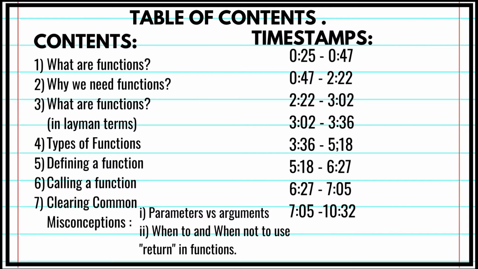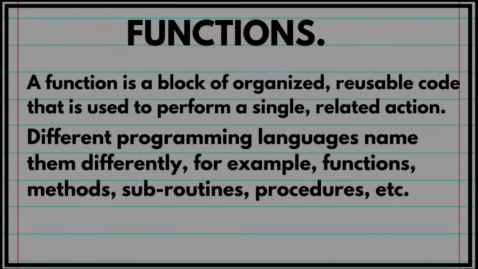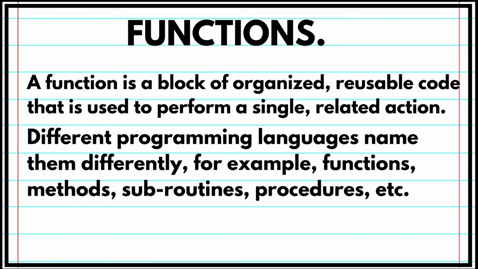We are going to start. What is a function in programming? A function is a block of organized, reusable code that is used to perform a single, related action. Different programming languages name them differently, for example, functions, methods, subroutines, procedures, etc. Pause this video and give this slide a read to understand it better.